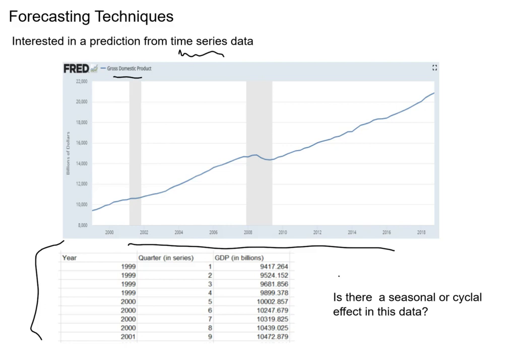model. But some of the things that we can do with our techniques, some of the things that we might want to think about when we're looking at time series data are different things like cyclical effects or seasonal effects. And so we want to make sure that we understand the difference between those two. Does it look like there is a seasonal effect in this data? What's the difference between a seasonal and a cyclical effect?